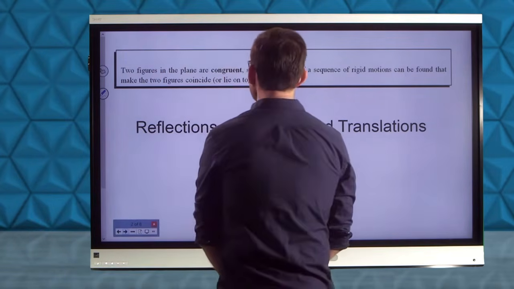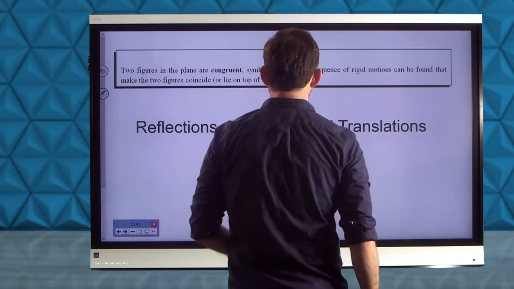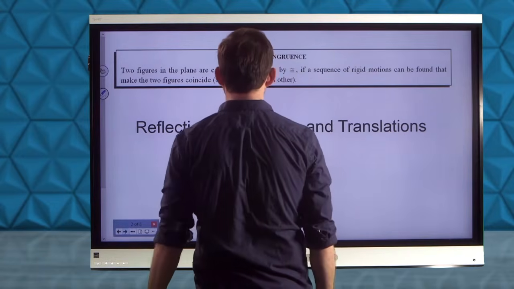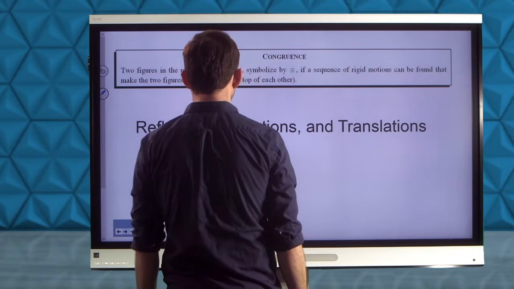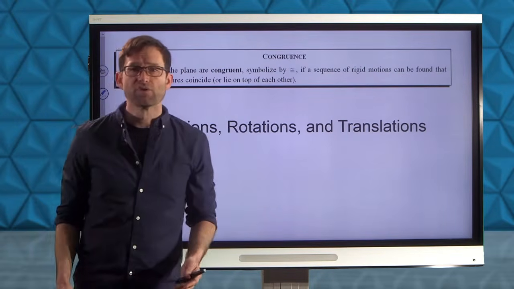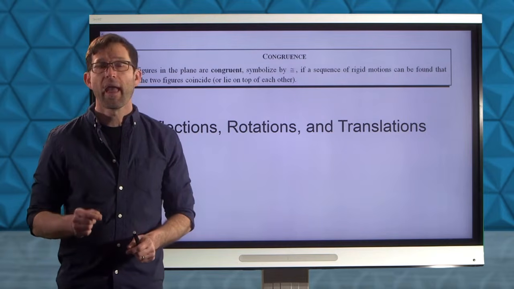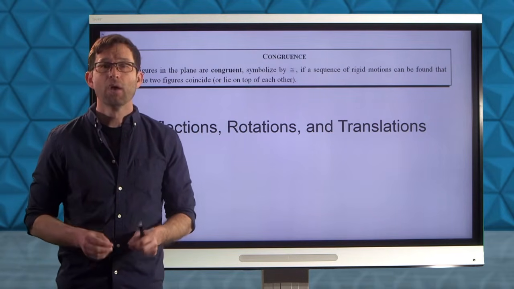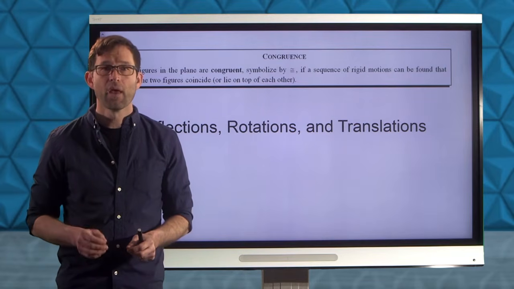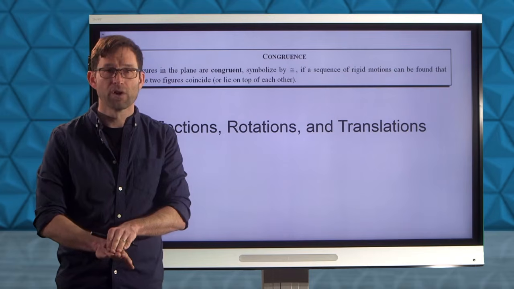Congruence. Two figures in the plane are congruent, symbolized by that congruence symbol, if a sequence of rigid motions can be found that make the two figures coincide or lie on top of each other. All right, we talked about why that was, right? Rigid body motions preserve distance or length, and they preserve angle measurement. So they keep the shape of an object exactly the same, and therefore the two objects should be able to be placed on top of each other.